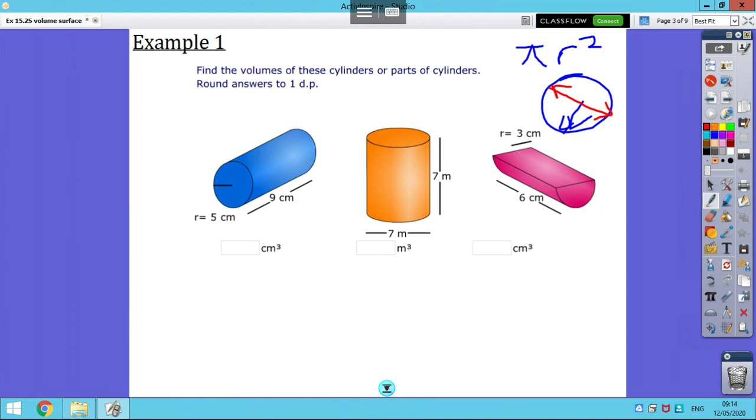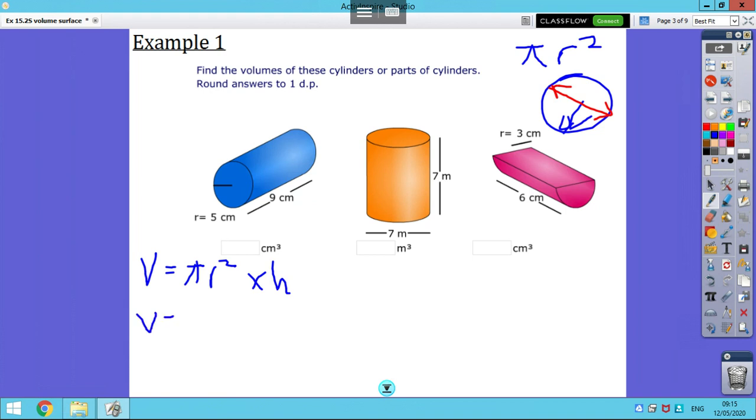Now, you will need your calculator for this lesson, so keep it handy. I'm going to be doing these examples and using my calculator here. So the first one, we know the radius is 5, and we know the height of the cylinder is 9. And we want all of these to one decimal place. So our volume is going to be pi r squared multiplied by the height, okay?